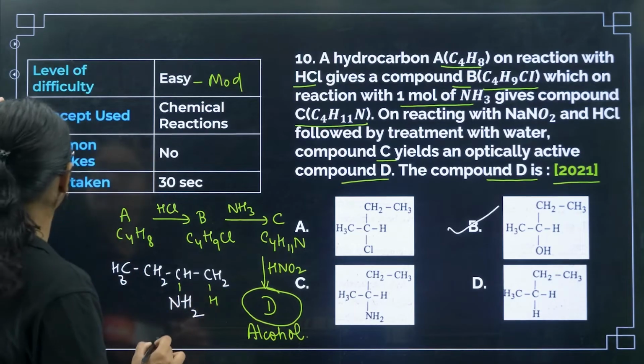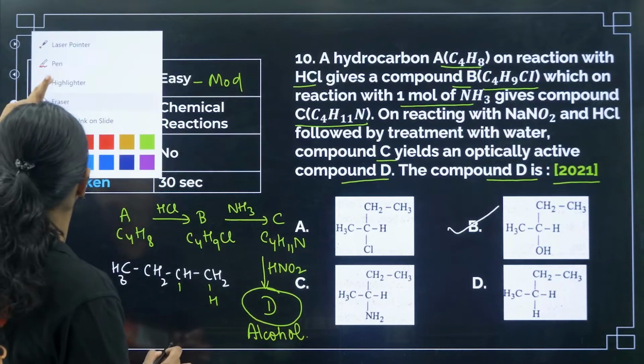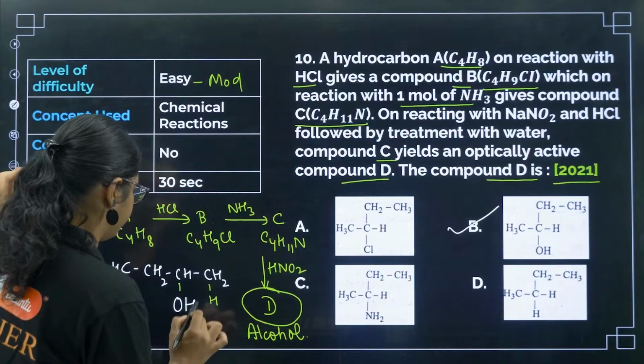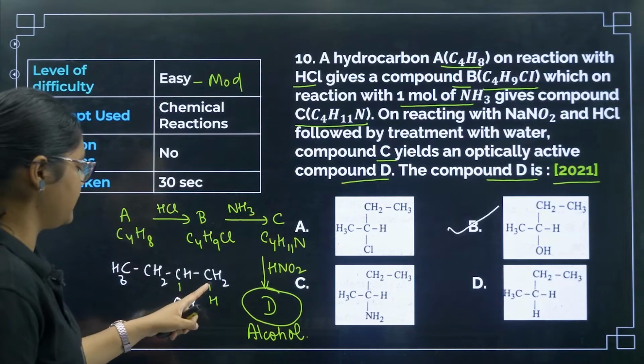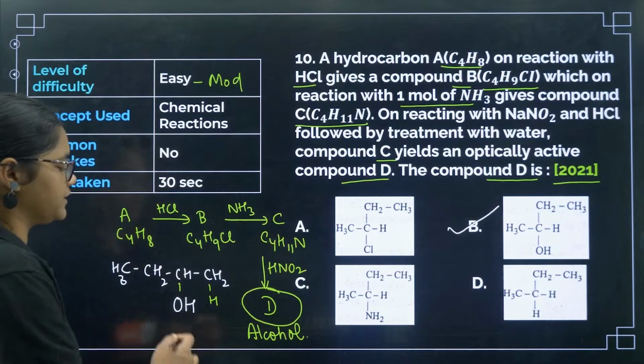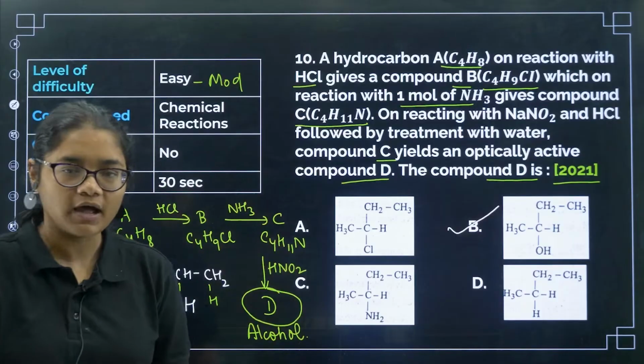Then this part is converted to again what? If you treat it with HNO2, we will get OH. So that is what we got, CH3, CHOH, CH2, CH3, because it is also optically active, because all the 4 groups attached to the carbon are different.